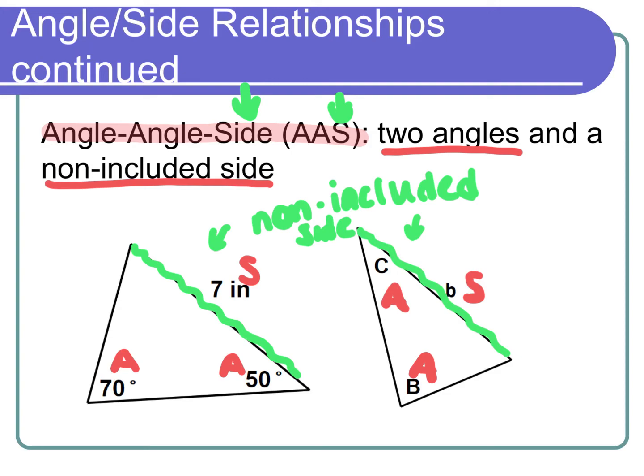Sometimes people ask, well, couldn't I call this side angle angle, SAA? Absolutely. However, these are just the generally accepted terminologies that we use in geometry, so it's a common vocabulary, but they mean the exact same thing.